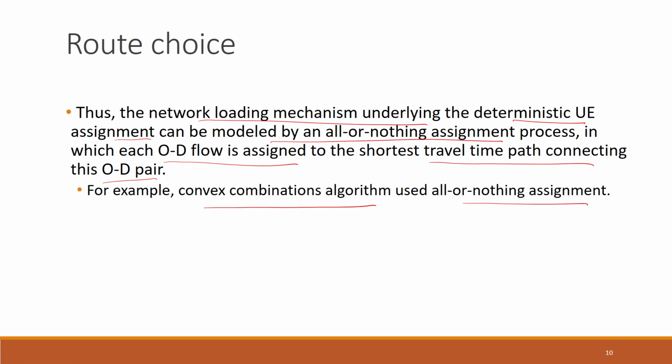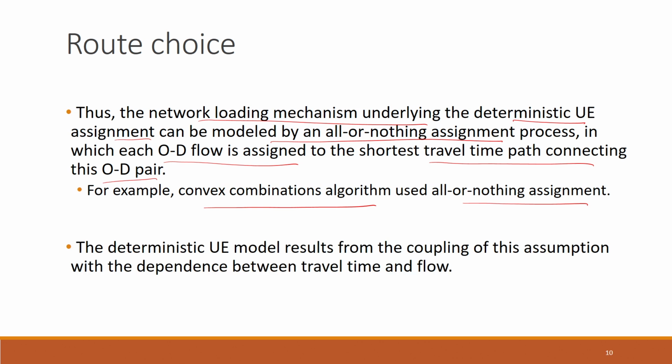Now the question is, what is the counterpart for this all or nothing assignment when we have stochastic travel times? One more thing to highlight is that the deterministic user equilibrium model results from the coupling of this assumption with the dependence between travel time and flow. Now what is this saying? When we are doing this all or nothing assignment, we are assuming constant travel times, so in that step, we do not assume that the travel time is a function of the flow. However, that is just one step of the convex combination method that we are using to find the user equilibrium solution. So we have to have some step that actually relates the travel time with the flow also.